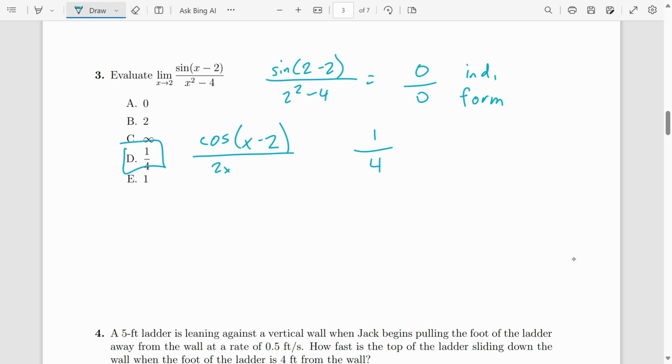So that was a quick little L'Hopital's rule problem. Just check if you have a 0 over 0 form, an indeterminate form. And if you do, you can take the derivative of both the top and the bottom, and then usually it'll work out after that. And if it doesn't, you might have another indeterminate form, and you can use L'Hopital's rule again. You can use it as many times as you want, which is cool.